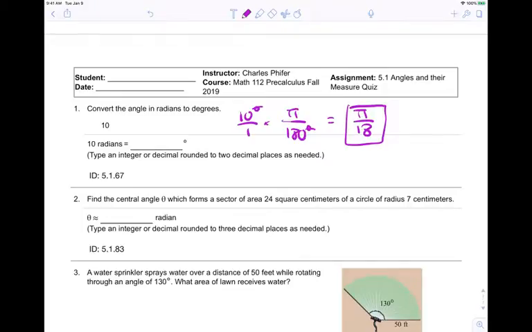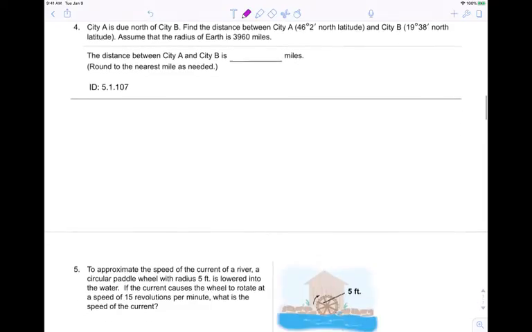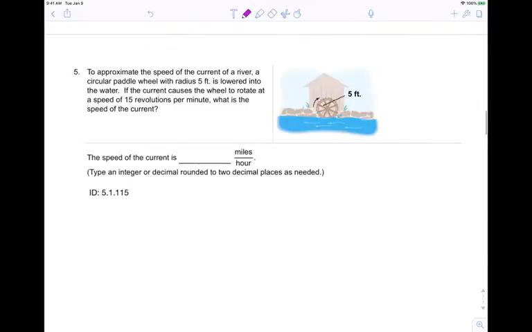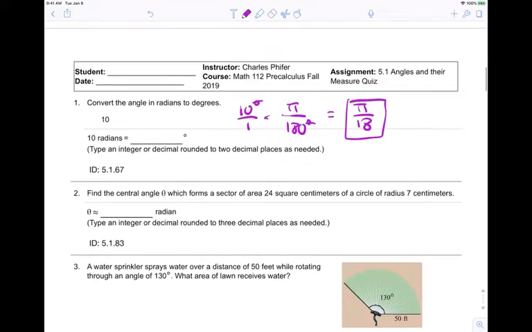Let me glance at the solution. Hang tight. Oh, and then it says, okay. So then it says type an integer or decimal. Oh, wait a minute. Convert to degrees. So we got it backwards. So let's switch it up. I'm moving a little quickly. So it wasn't given to us in degrees. It was given to us in radians, right?